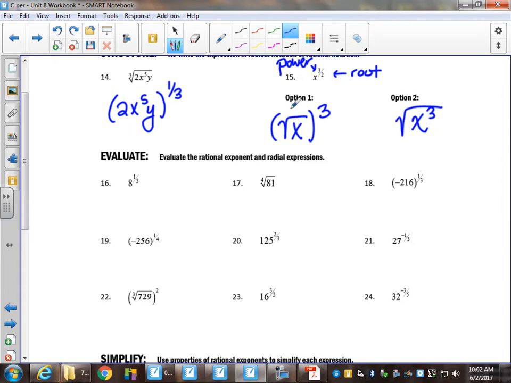Who's got 16? Tell me how you would read that out loud. Third root of 8. Very good, which is? What is the third root of 8? 2. Who's got 17? 18? Raise your hand so that way I heard from you. Thank you. I heard a question.